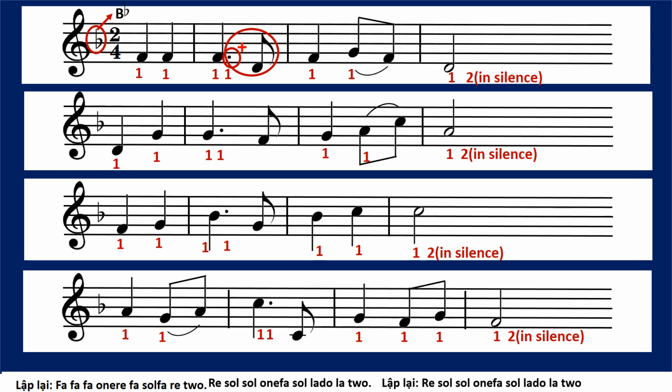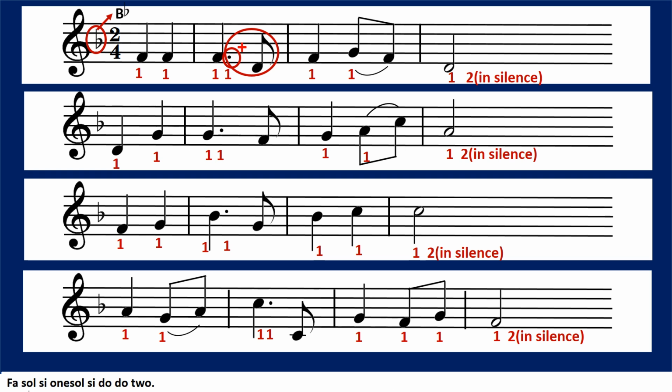Re, sol, sol, 1, fa, sol, la, do, la, 2. Fa, sol, si, 1, sol, si, do, do, 2. Repeat. Fa, sol, si, 1, sol, si, do, do, 2. La, sol, la, do, 1, do, sol, fa, 2. Repeat. La, sol, la, do, 1, do, sol, fa, 2.